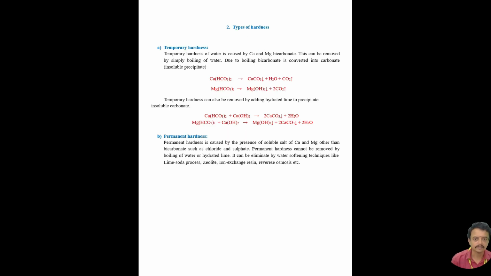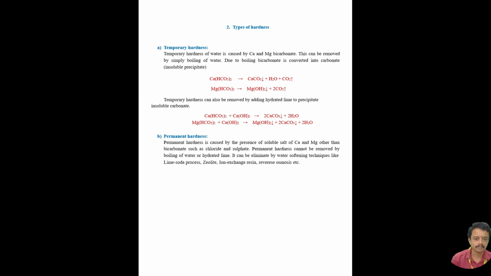Temporary hardness: there are two types of hardness, as you already know. One is temporary hardness, and the other is permanent hardness. Temporary hardness is due to the presence of calcium bicarbonate and magnesium bicarbonate salts. These salts can be removed by simply boiling the water. When boiling the water, the bicarbonate salts are converted into carbonate salts. The carbonate salts are precipitated, and the insoluble precipitate is filtered and removed.